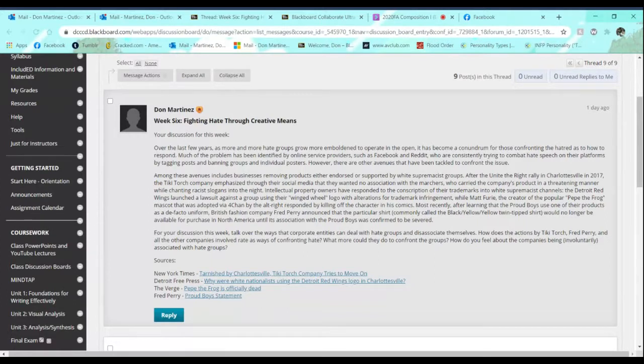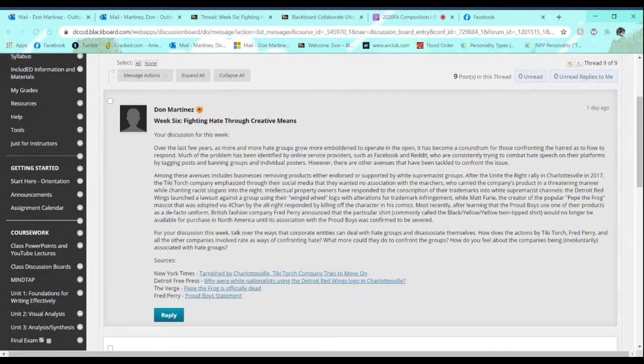However, there are other avenues that have been tackled to confront the issue. Among these avenues includes businesses removing products either endorsed or supported by white supremacist groups. After the Unite the Right rally in Charlottesville in 2017, the Tiki Torch Company emphasized through their social media that they wanted no association with the marchers, who carried the company's product in a threatening manner while chanting racist slogans into the night. Intellectual property owners have responded to the conscription of their trademarks into white supremacist channels.